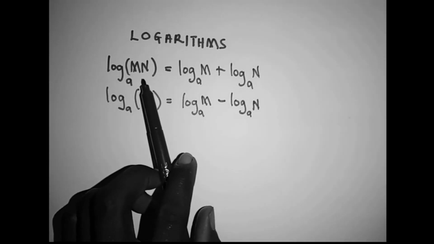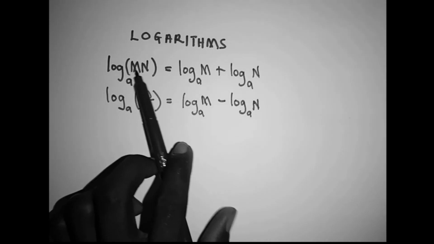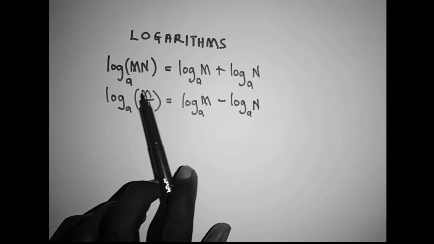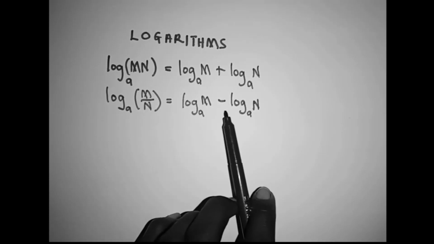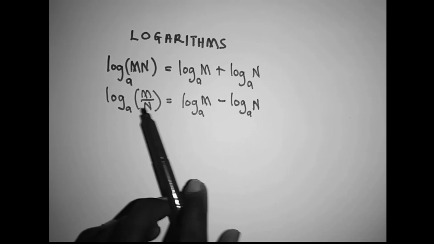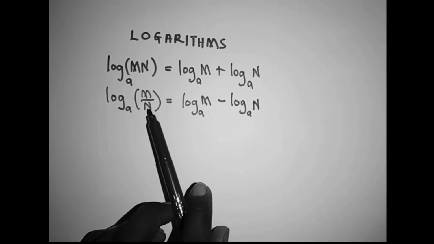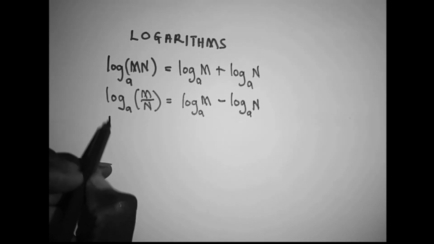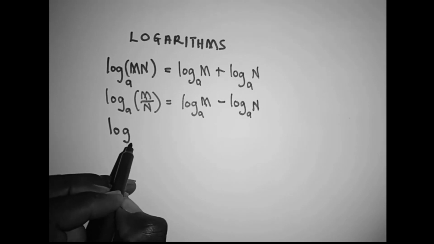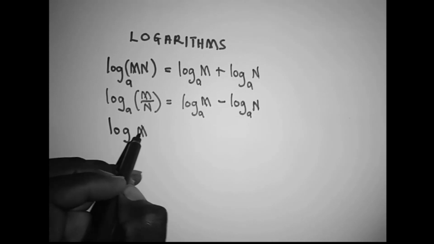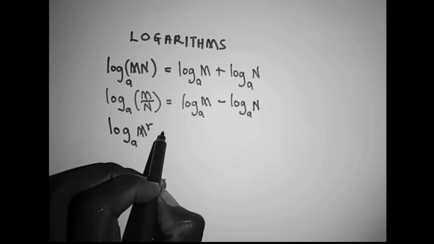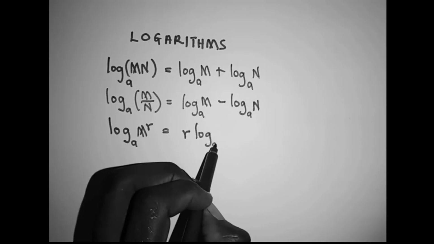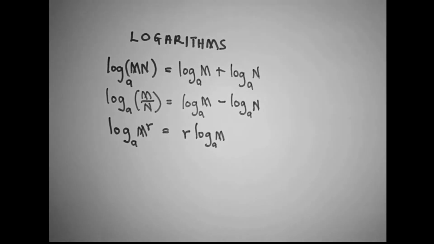The most important thing is that when m and n are multiplying, then we are going to add their individual logs. But when m and n are dividing, then we are going to subtract their individual logs, usually the log of the denominator from the log of the numerator. What about log base a of m exponent r? The rule says that this is equal to r log base a of m.